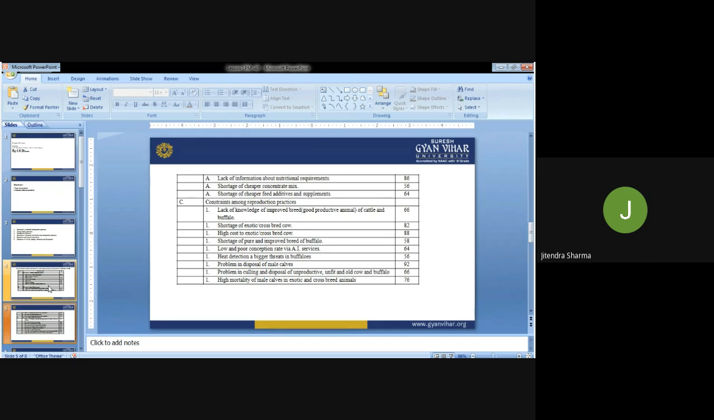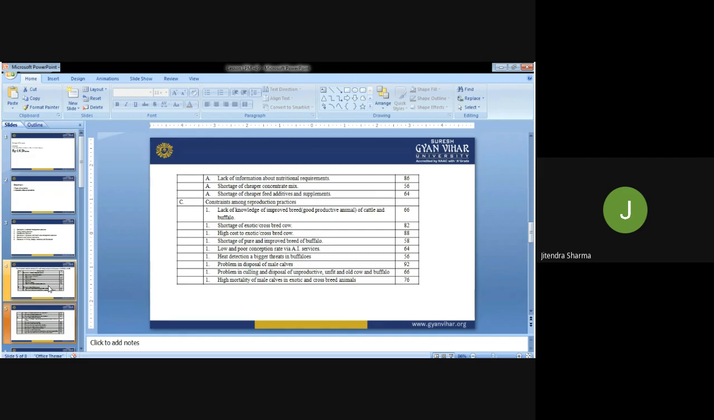Then the third group of constraints is among reproduction practices. This is very important because in the entire dairy business, calving is one of the major events which governs the entire business activity of the lactating animal, because animals give milk after calving. So constraints among reproduction practices are very important.